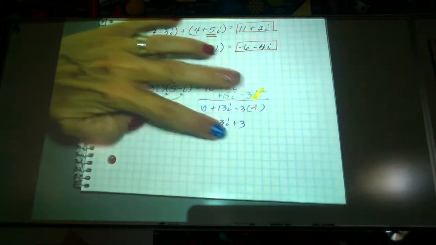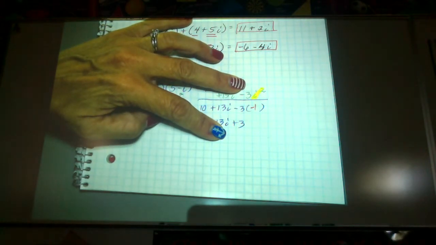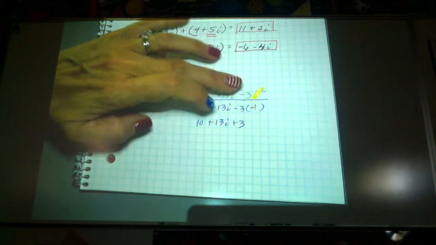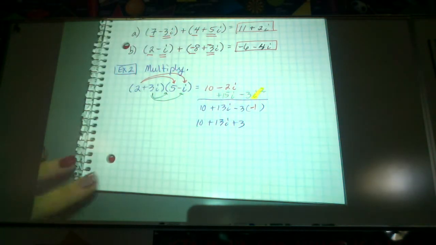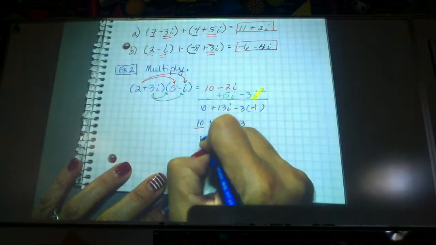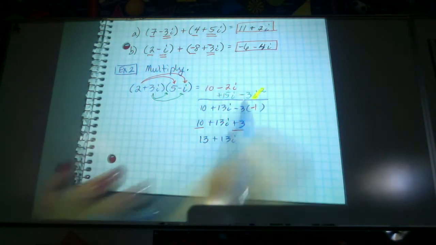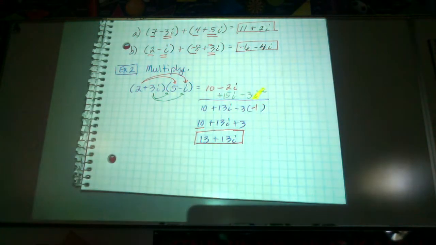So really what's happening with that i squared, it changes its coefficient to its opposite sign. And then you drop the i squared. You'll essentially start doing that. You'll go directly from here to here. And then I have to combine any like terms. So my 10 and my 3 comes in front. So I've got 13 plus 13i. You do not factor it. Factored, it won't be in proper standard form.